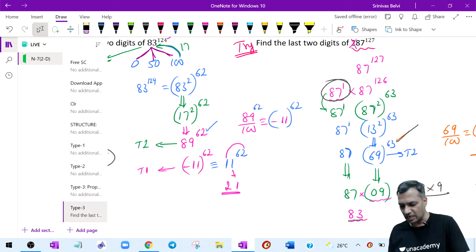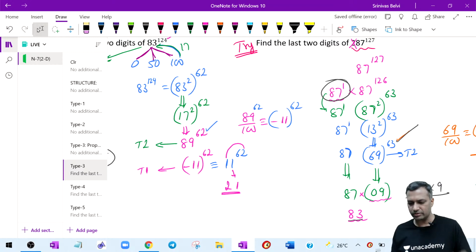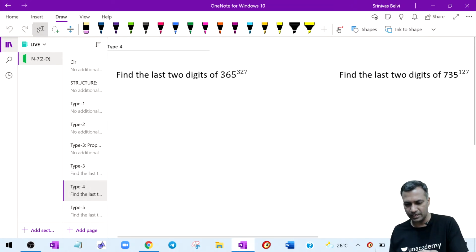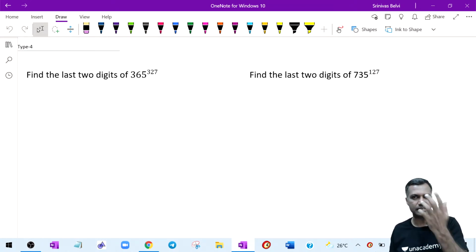Okay. So that concludes our type 3. Let's go to the next type. This is a very simple one.